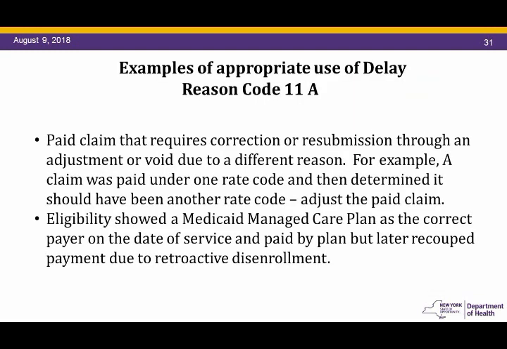Some examples of when 11A would be appropriate. A paid claim that requires correction or resubmission through an adjustment or void due to a different reason. For example, a claim was paid under one rate code and then determined it should have been paid under another rate code. Adjust the paid claim. Another example, eligibility showed a Medicaid managed care plan as the correct payer on the date of service. The plan paid the claim, but later recouped payment due to retroactive disenrollment. 11A would be appropriate.